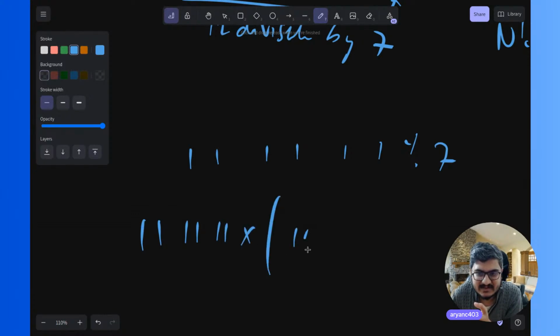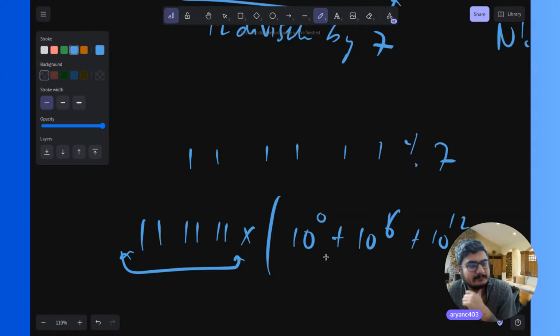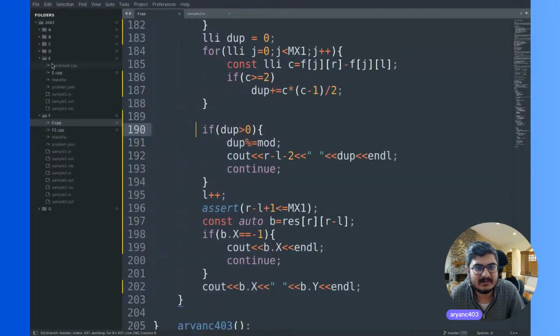You can write this as 10 to the power 0 plus 10 to the power 6 plus 10 to the power 12, and so on. Whenever the number of digits is a multiple of 6, you can always write it like this, and this part will always be divisible by 7, so the whole number is divisible by 7. That was essentially the idea here. And if you want to look at the casework, it was a lot of if-else.